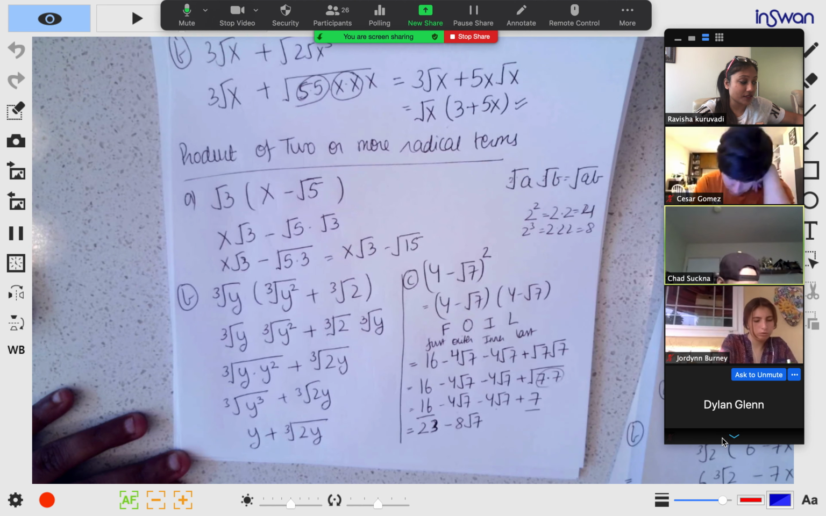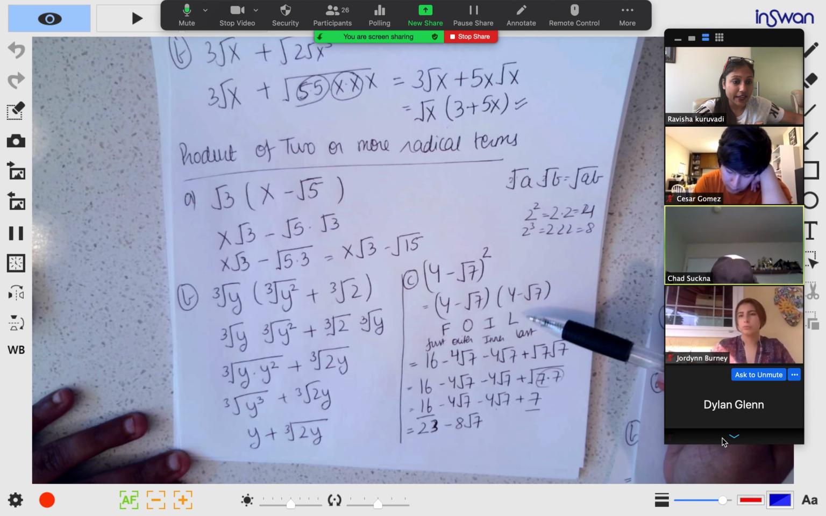Does anyone have any problem? This is a different kind of problem. You have to use FOIL. Anyone who doesn't know how to use FOIL?